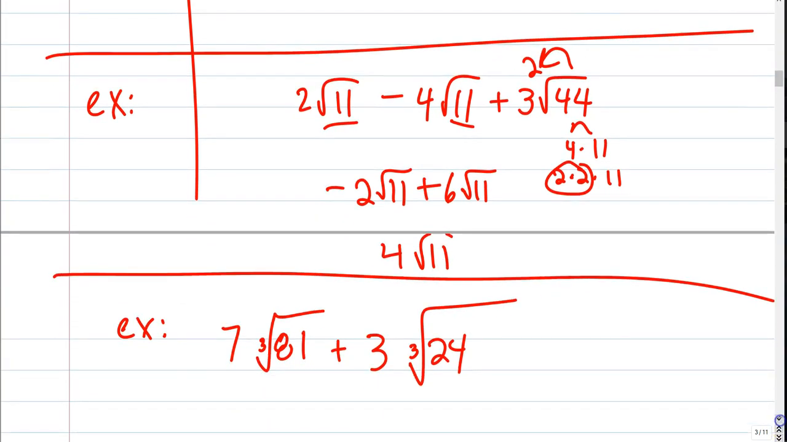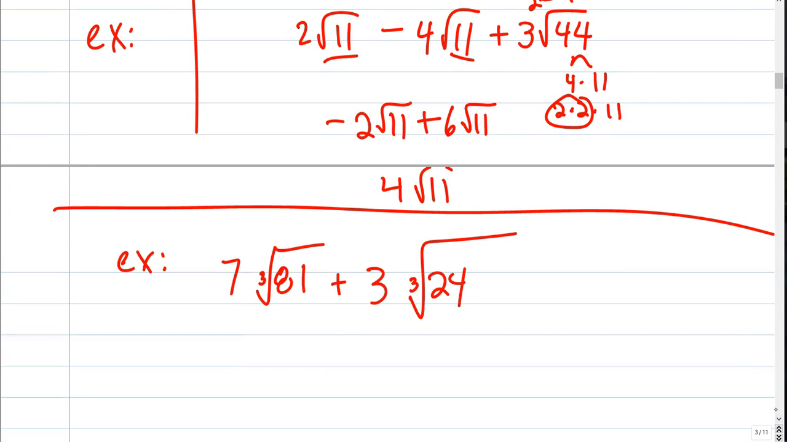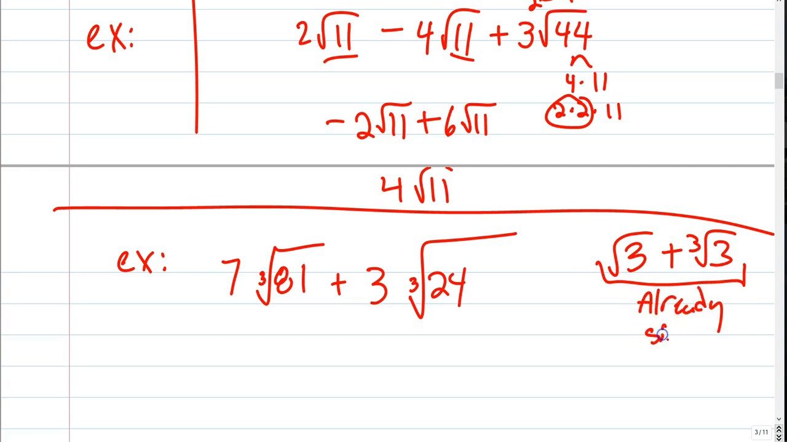This will also work for higher roots. So here I have a third root. Remember, for us to add it, they must be the same terms inside the radical, and they must be the same root. So these are both third root. That's important. I would not add. These do not add. Okay. This is already simplified.